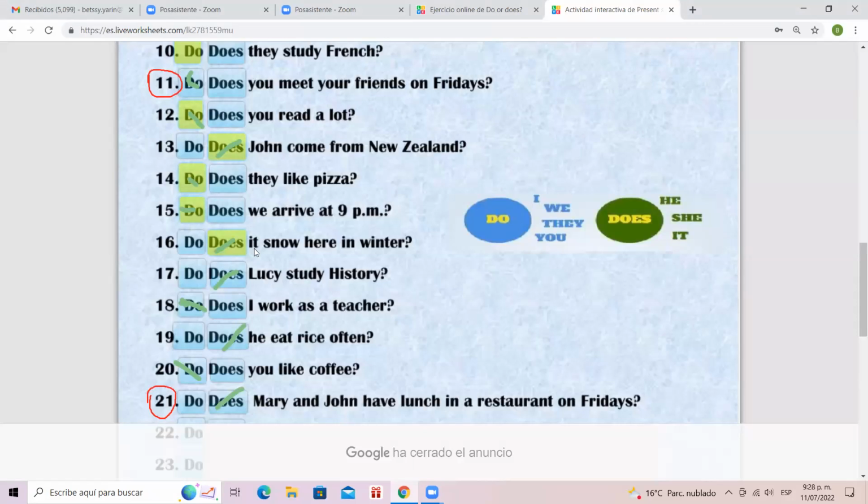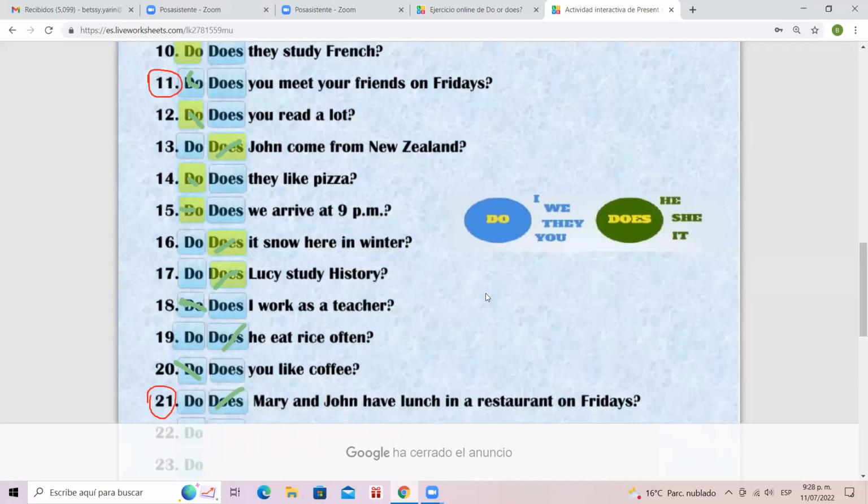Okay. Yes, read it, Does please. Does it snow here in winter? Okay, very good, very good. Yeah, excellent. So now, number 17. Let's continue, Natalie. Does Lucy study history? Excellent, very good.